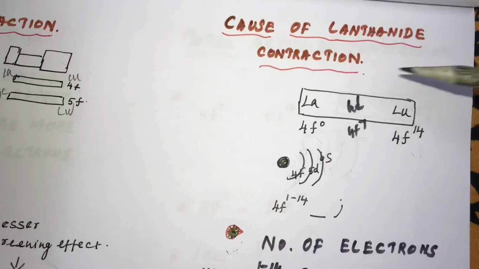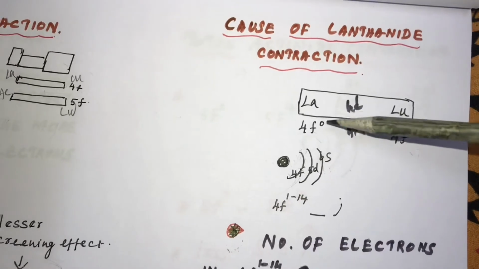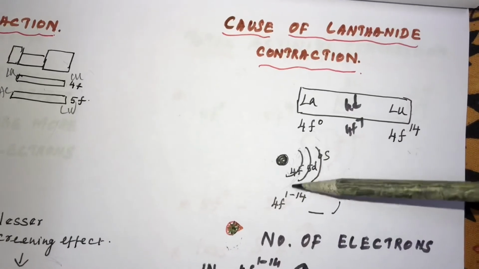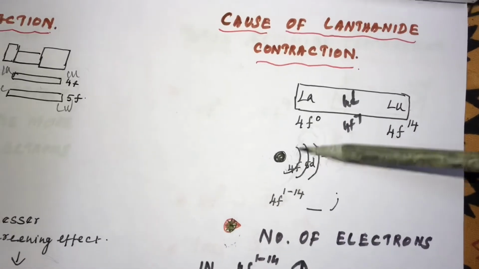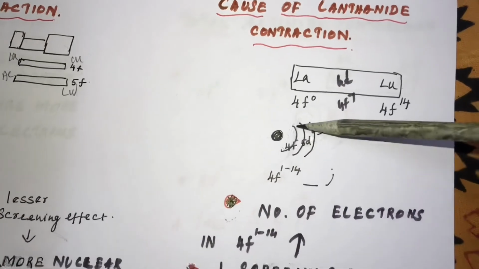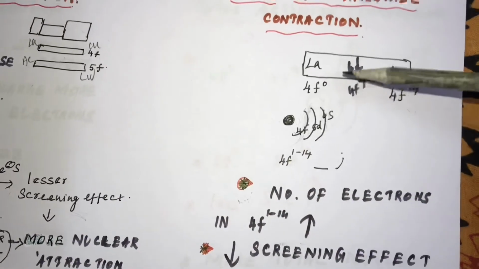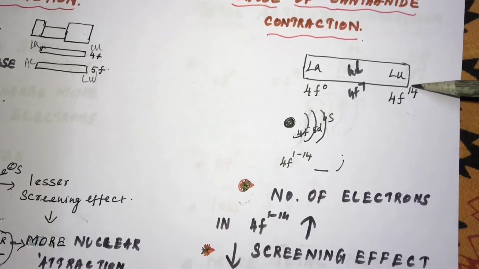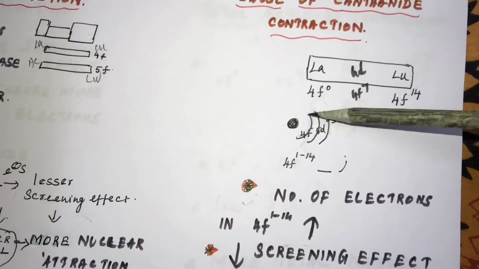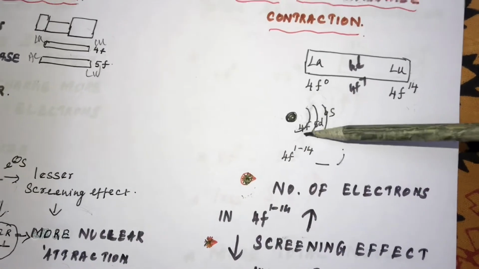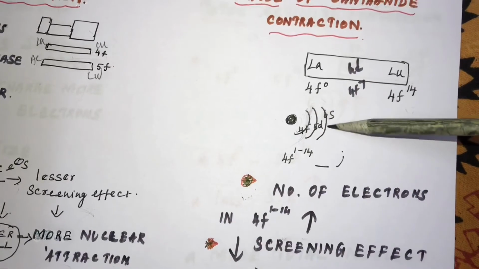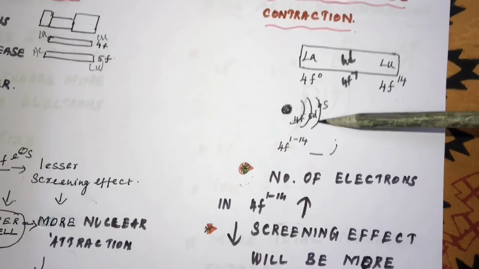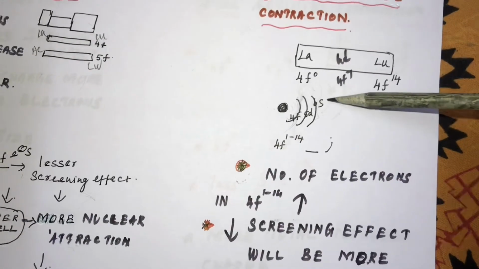On moving from lanthanum to lutetium, the number of electrons in the f orbital increases from 0 to 14. The more the electrons, the more the effect will be. The more electrons in the 4f orbital on moving from lanthanum to lutetium, the lesser the screening effect, which means the total nuclear pull experienced by the outer electron will be more. So this results in the total lanthanide contraction.